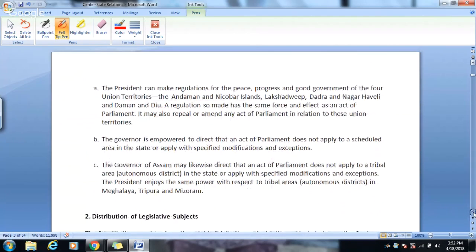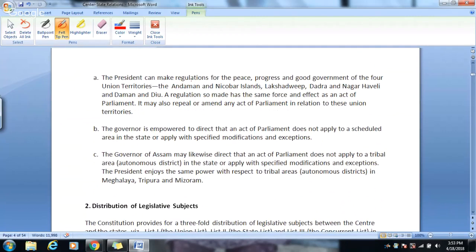Then the President can make regulations for the peace, progress and good government of the four union territories. What are those union territories? Those are the Andaman and Nicobar Islands, Lakshadweep, Dadra and Nagar Haveli, and Daman and Diu. For these four union territories, the President can make regulations for peace, progress and good government. A regulation so made has the same force and effect as an act of Parliament.